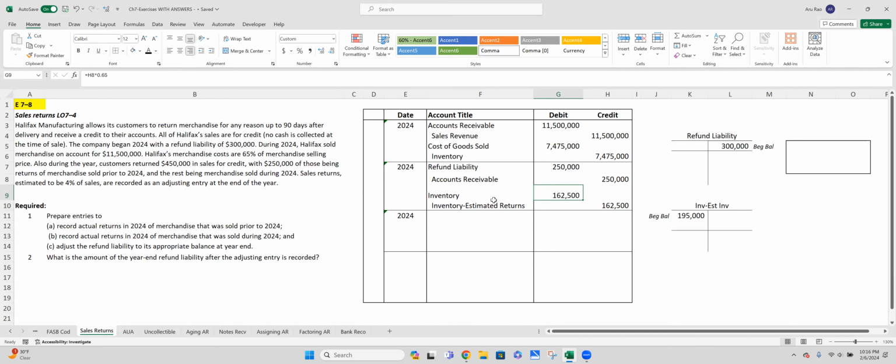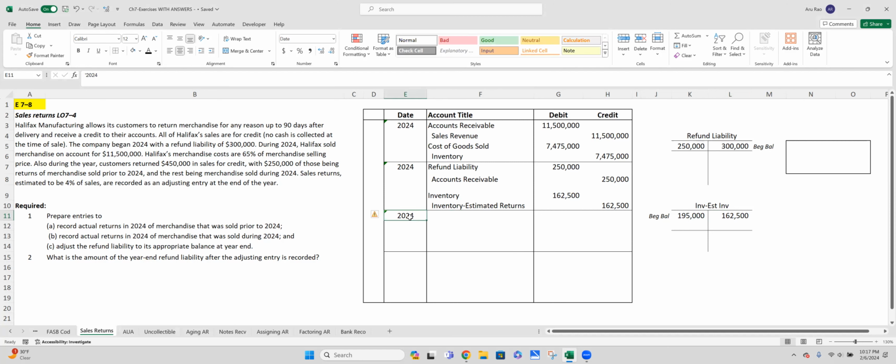So now that I have these two journal entries done, let me immediately put the numbers in place over here. Refund liability debit, 250. Estimated refund credit, 162,500. Again, 162,500 is 250 times 65%. So I posted these two journal entries only into these two accounts. I'm not concerned about any other account.